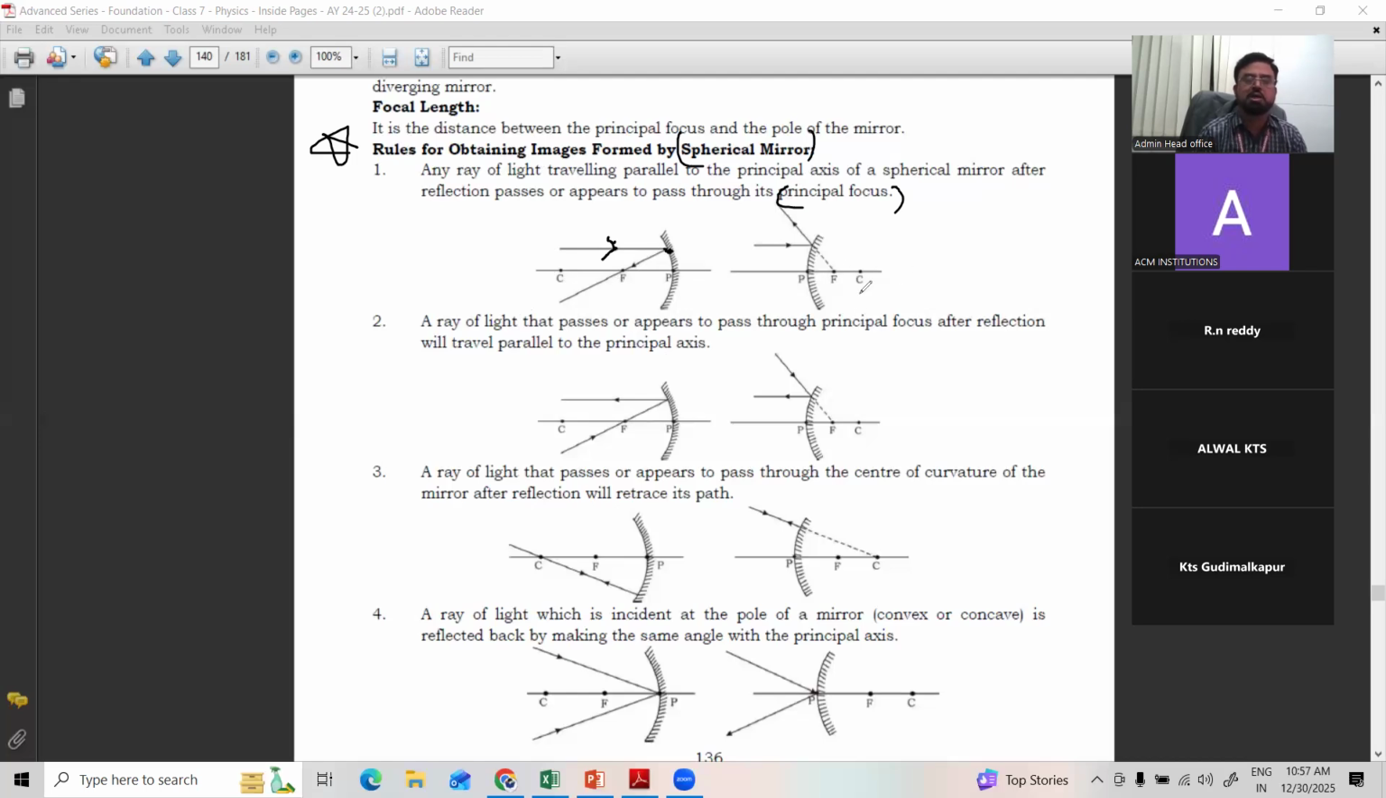Either it is a convex or concave mirror. See, striking here, it passes through the principal focus. That is one kind of rule. First rule. It is mandatory.